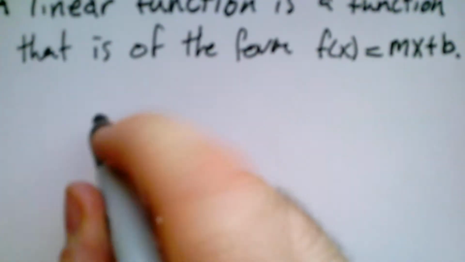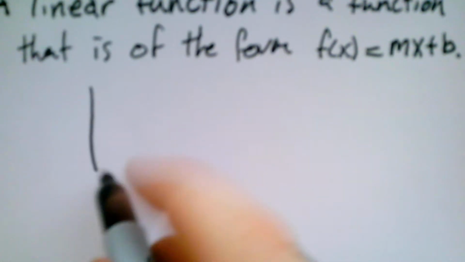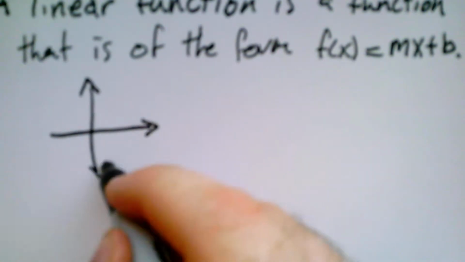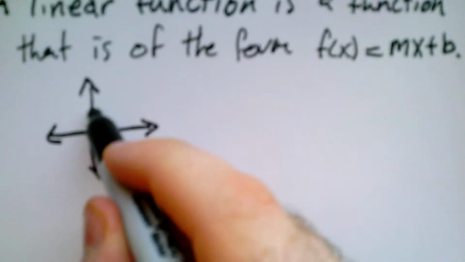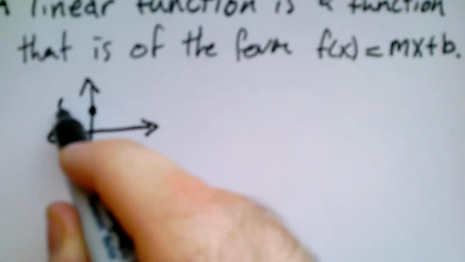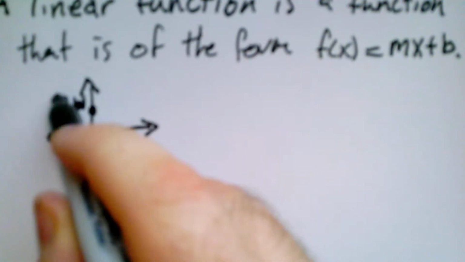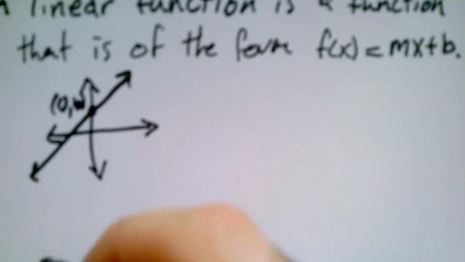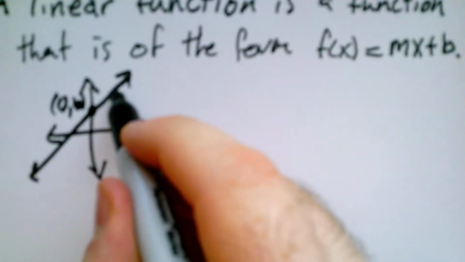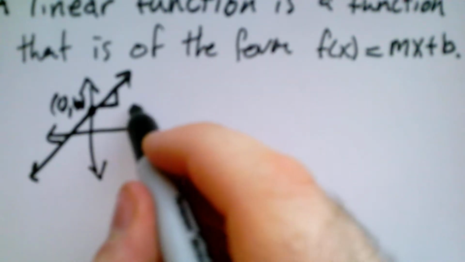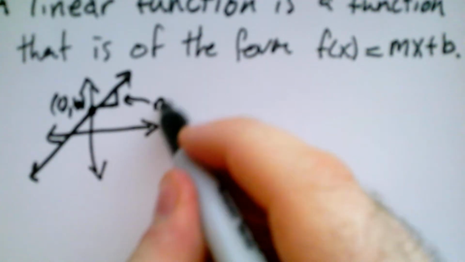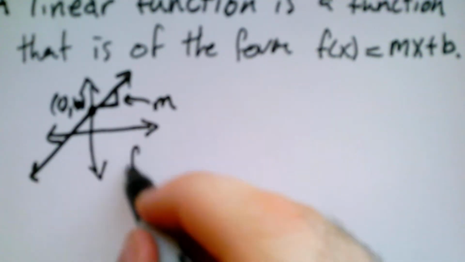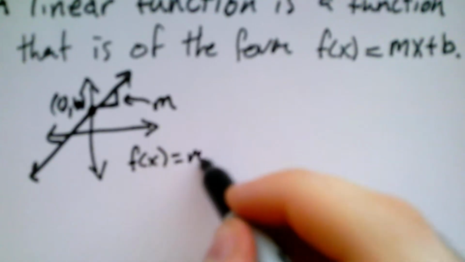Now, the graph of a function of this form is going to look something like this. We'll have the point 0, b, and the function will look like a line, thus linear, and its slope will be m. This is our function f of x equals mx plus b.